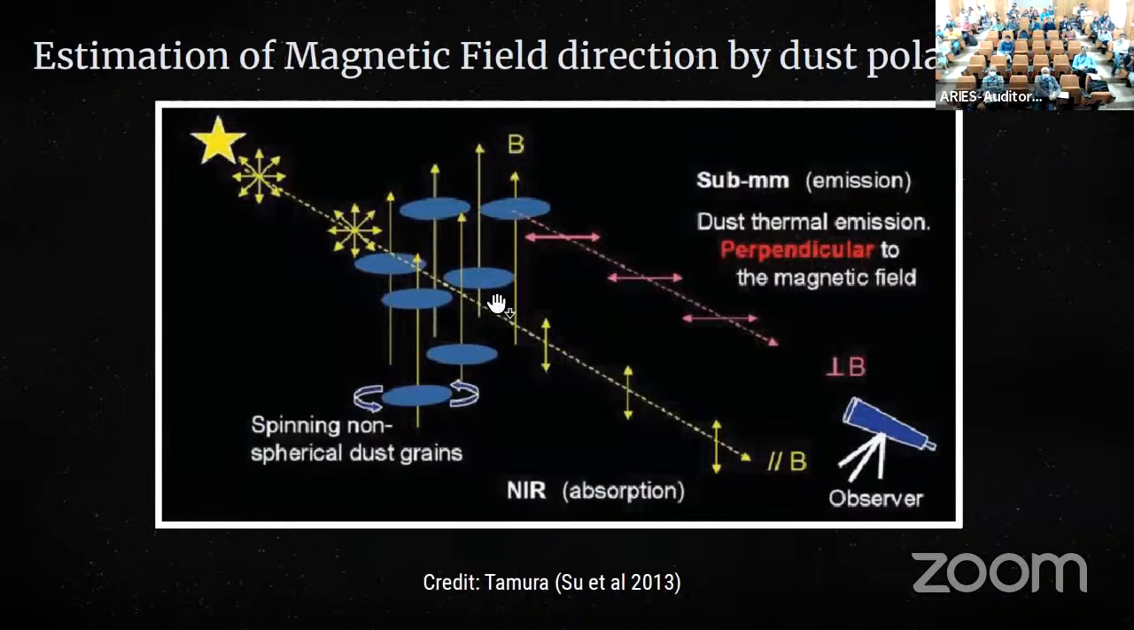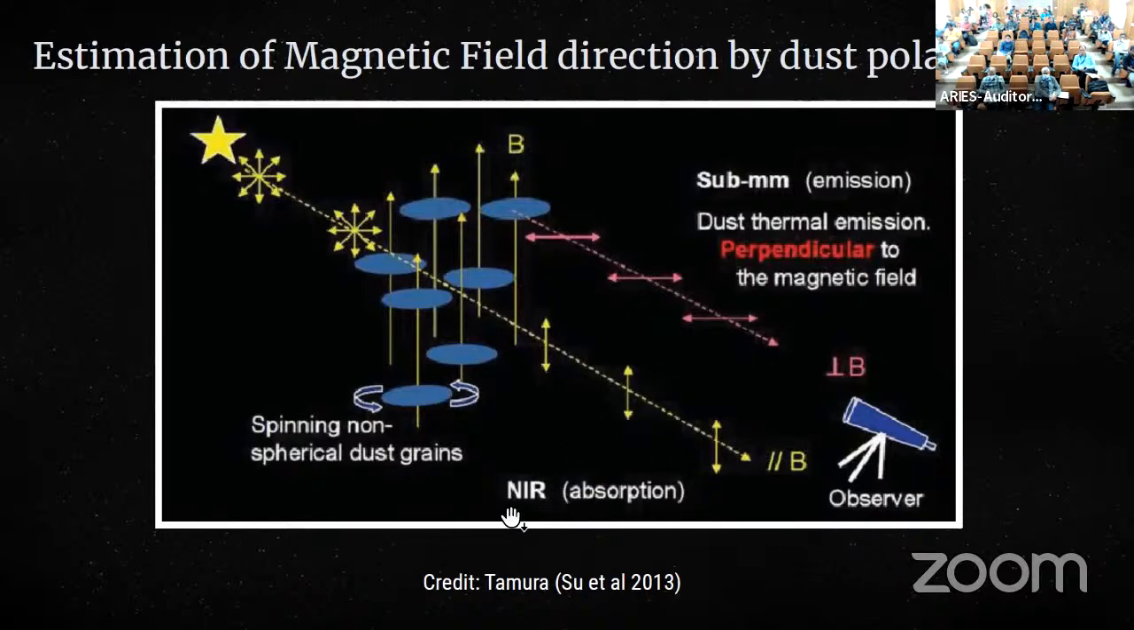So they usually align with their minor axis parallel to the magnetic field lines. So when the unpolarized dust starlight falls on these aligned dust grains, we will get plane polarized light along the direction of the minor axis, which is also the direction of the magnetic field.